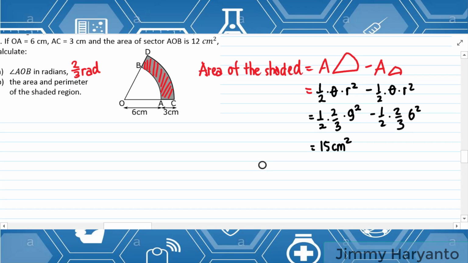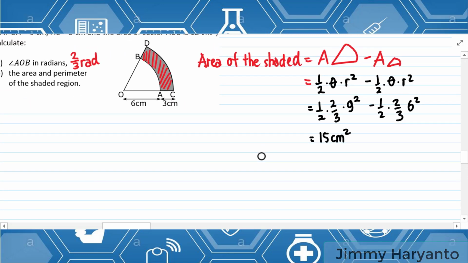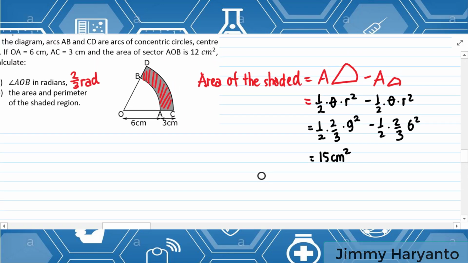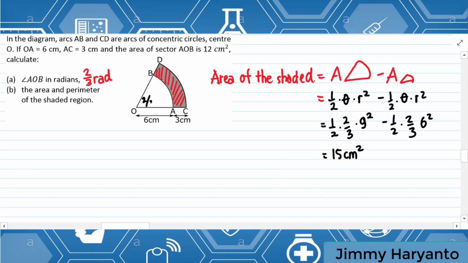Good. Next, we also have to find the perimeter of the shaded region. For the perimeter, we already know that theta is 2 over 3. So we have to find arc length BA and arc length CD. Let's try to find arc length of BA first. BA equals theta times R. So theta is 2 over 3 times R. The radius is 6, the small one. Simplifying, we get 4 centimeters.